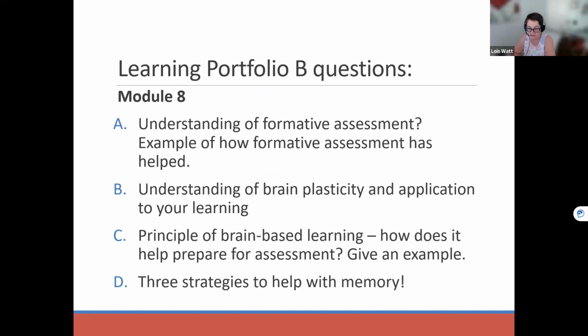Understanding of brain plasticity, and this is why we encouraged you, I forgot to tell you at the beginning, but I did tell you about a third of the way through, to take some notes. So go back to those notes and look at how it could apply to your learning, not to Virginia's learning or my learning or your friend's learning, but to your learning. The principle of brain-based learning: how does it help you prepare for assessment? Give an example. So what principle might you use to help you prepare for something? And 3 strategies to help with memory.